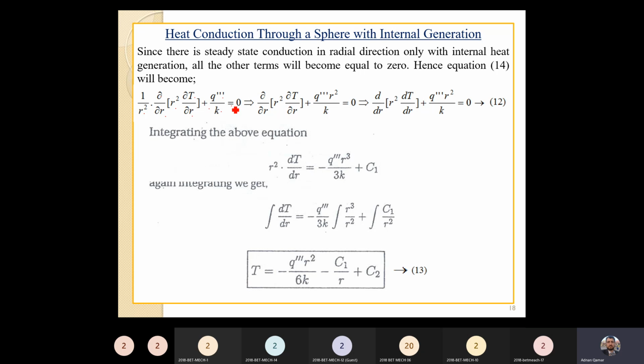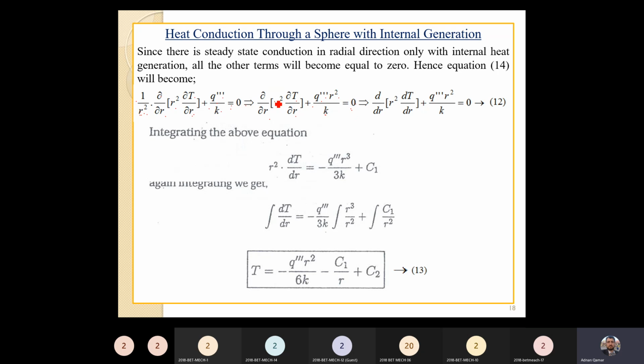So again, by simplifying this equation, if you multiply both sides by r square, don't take this r square outside of this because it is a variable. This is a constant and this is a variable because it is with partial r. So multiply r square on both sides. This r square would be cancelled from here. You will get q r square over k on this side, and when r square is multiplied by 0, you will get 0. So partial over partial r of r square partial T over partial r plus q triple dash r square over k is equal to 0.